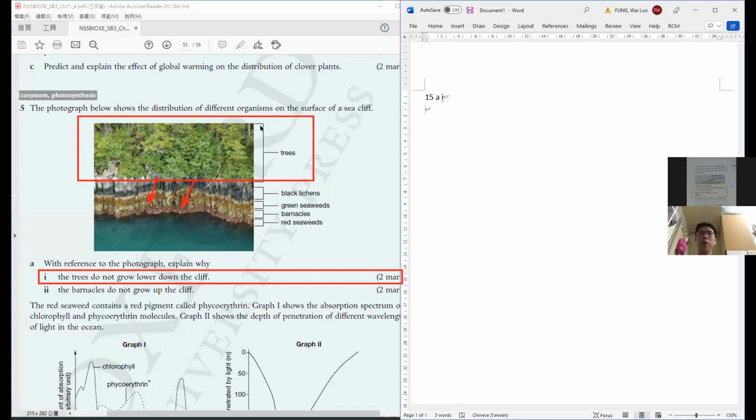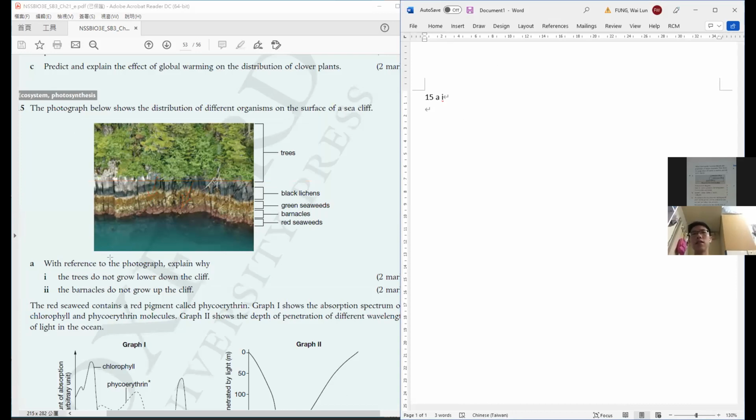Okay, 15A1. Why do the trees not grow downward? You can see the sea has lots of salt water, contains salt. Okay, when there's salt, then we say sea water contains lots of salt. So the sea water has a low water potential.